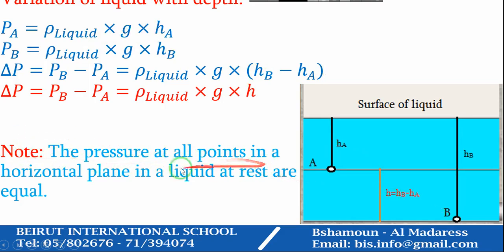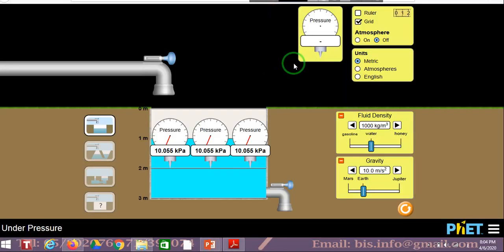Pressures at all points in a horizontal plane in a liquid at rest are equal. So if we have point A, point C here, point D next to it, all of these will be subjected to the same pressure exerted by a liquid. This is what I was talking about. These 3 points at the same level are subjected to the same pressure exerted by liquid. The more we move down, the more the pressure will increase.